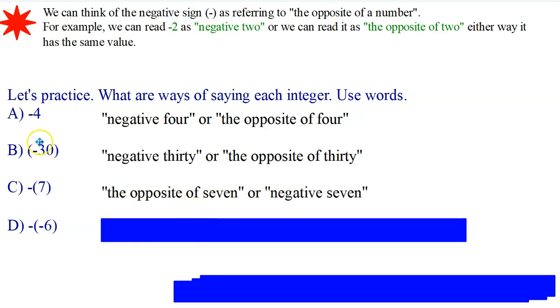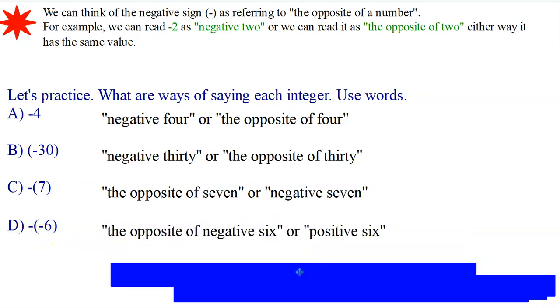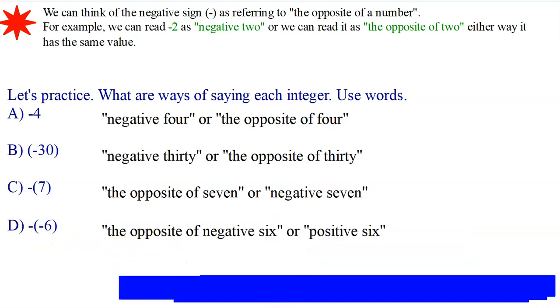And notice that sometimes the negative is inside the parentheses, sometimes it's outside. But for D, there's a negative inside and outside. So there's actually 2 negatives. It would be kind of weird if I said negative minus 6. So usually what I say is the opposite of negative 6. But then wait a minute, that's kind of weird because the opposite of negative 6 is actually positive 6. So this number is equal to positive 6. Even though if I ask you to read it, you would say, what's the opposite of negative 6?